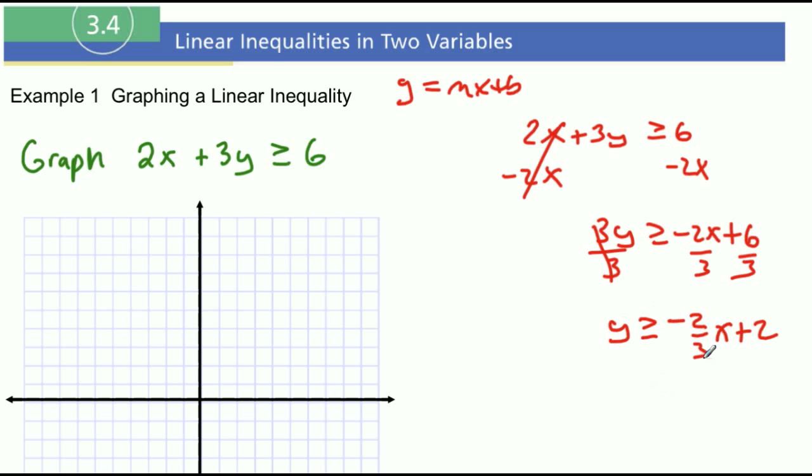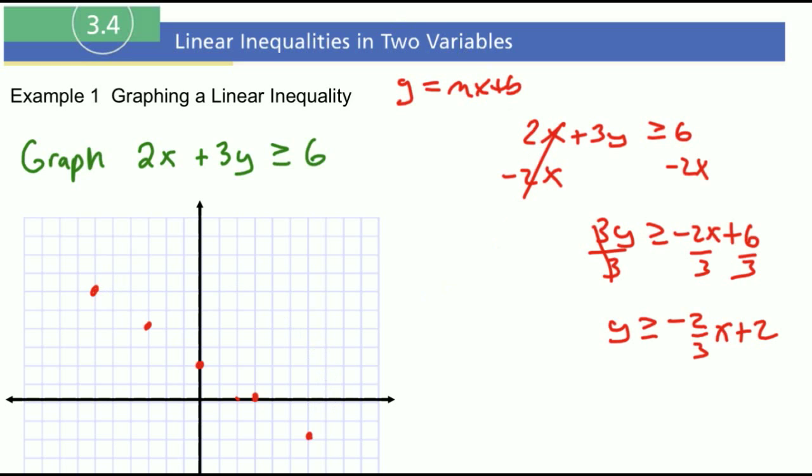Alright, so let's graph this as if this was just an equation. We have our y-intercept of 2, and we have a slope of negative 2/3. So down 2 over 3. Oops, 3. Down 2 over 3. We go up 2 over 3. Up 2 over 3. And that should be good right there.